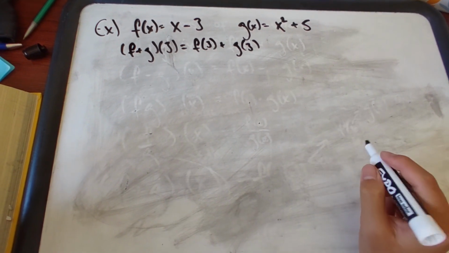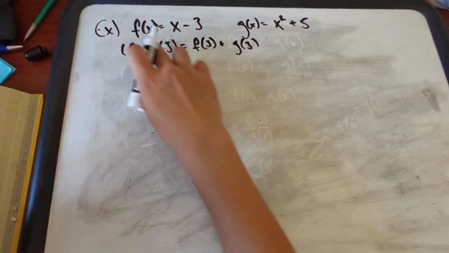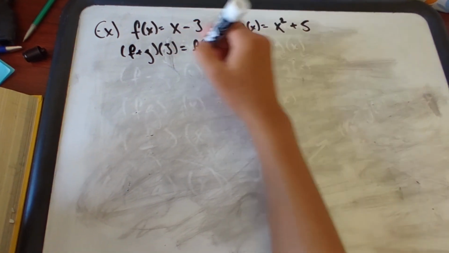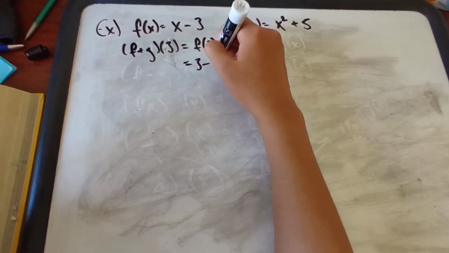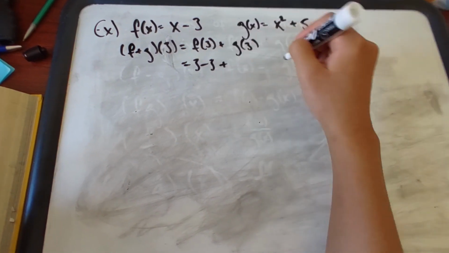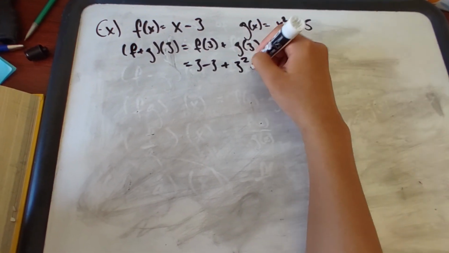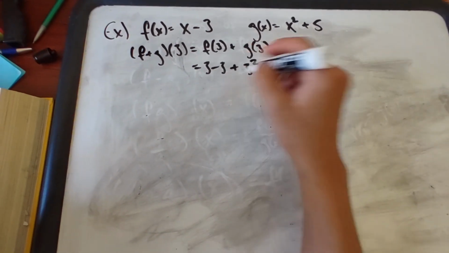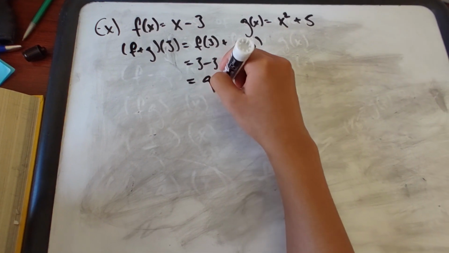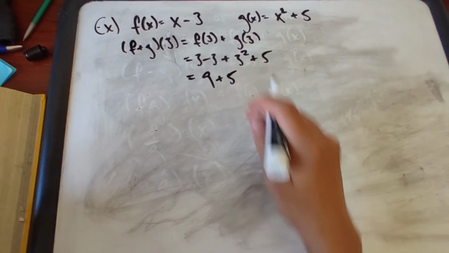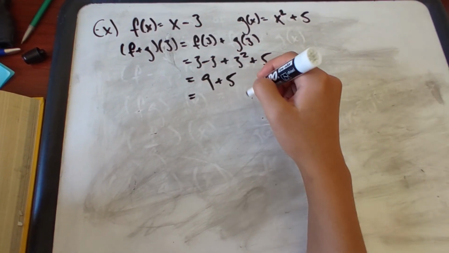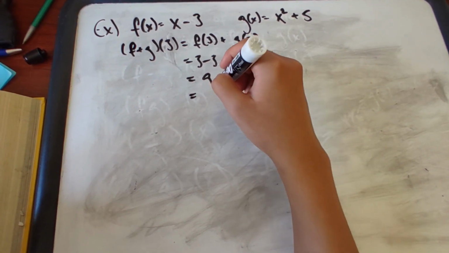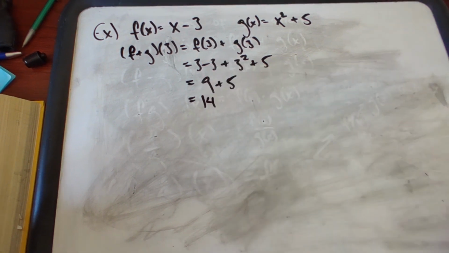And we could just substitute in 3 for the x in both of these functions. So this would be 3 minus 3 plus 3 squared plus 5. And the 3 minus 3 cancel out, so that'll be 0. And that leaves us with 9 plus 5. The 9 is from the 3 squared. And this combination of functions will give us the value of 14.